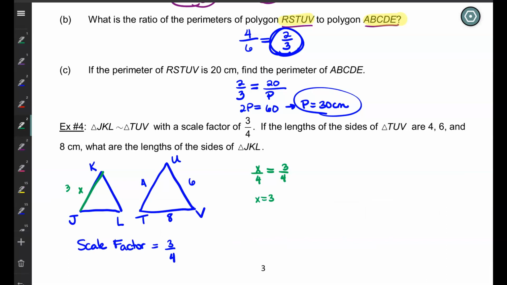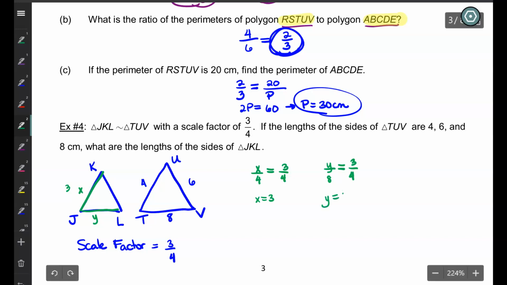Next, let's say we want to find this side JL. So I'll just call that y for now. So we know y corresponds to 8 and also has to have a ratio of 3 to 4. So that's going to make y equal to 6. So this side is 6.